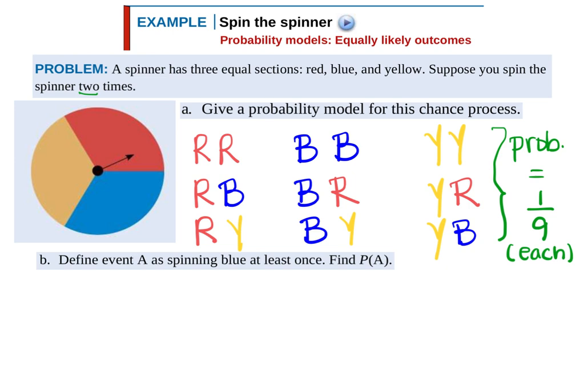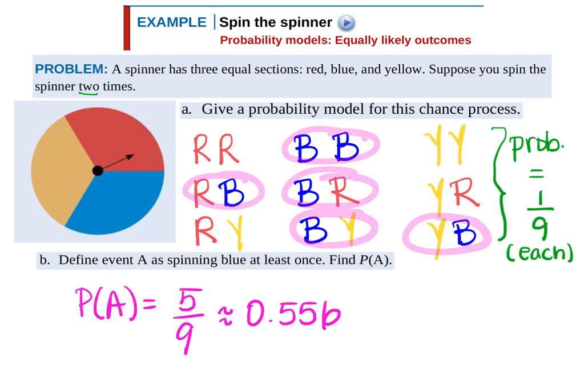Next, let us define A as spinning blue at least once. So let's find P(A). There are 5 outcomes with at least 1 blue in them, and if there are 9 total, the probability of A, spinning blue at least once, is 5 over 9, because 5 out of those 9 times you're going to get a blue at least once. That's approximately 55.6-ish%.